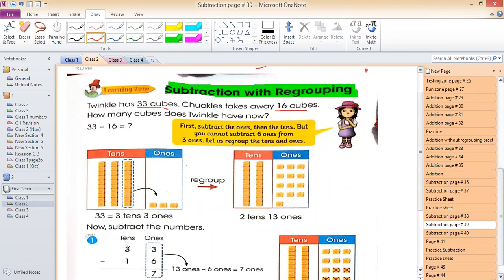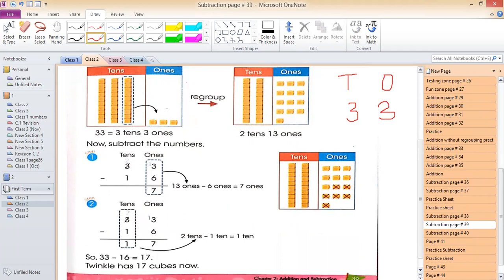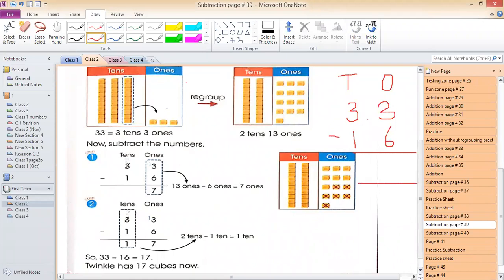The very important thing, I keep telling you to remember, is to write the numbers exactly in their places. First, you will write the tens and the ones. In 33, there are 3 tens and 3 ones. And in 16, there is 1 ten and 6 ones. So you have to minus 16 from 33. The ones should be below the ones and the tens should be below the tens.